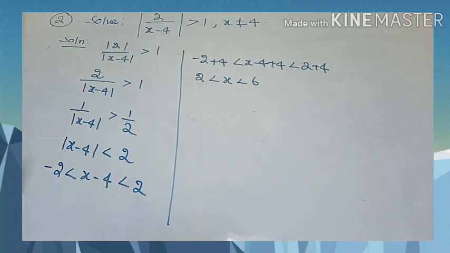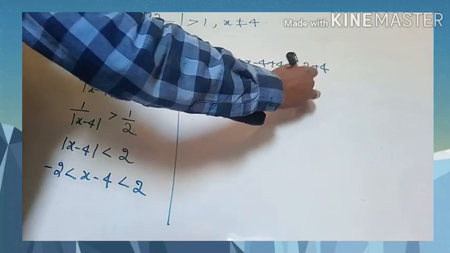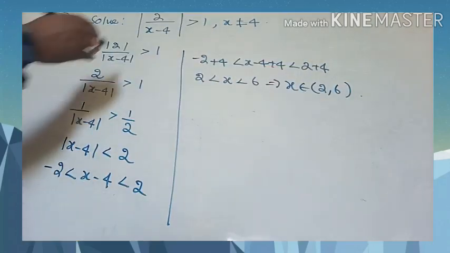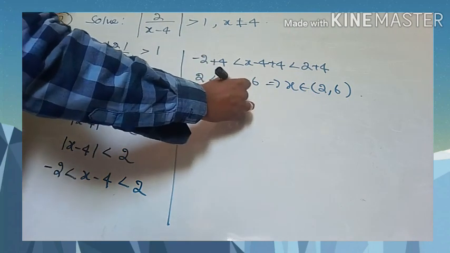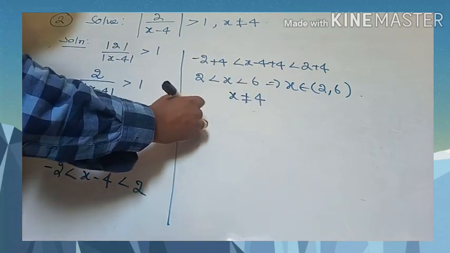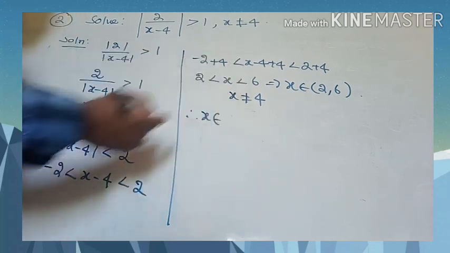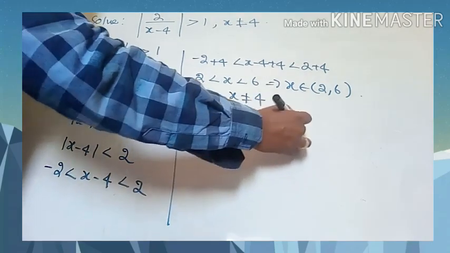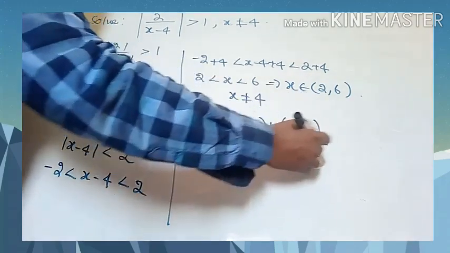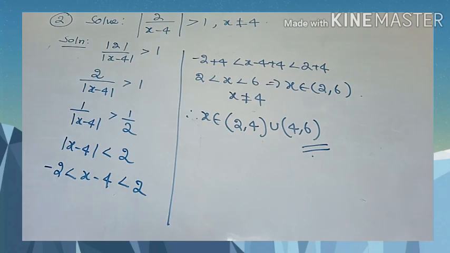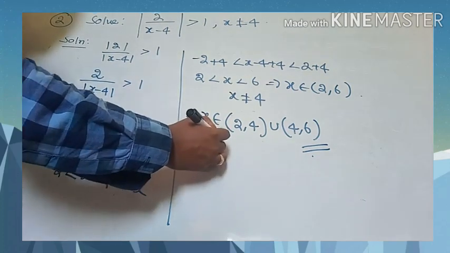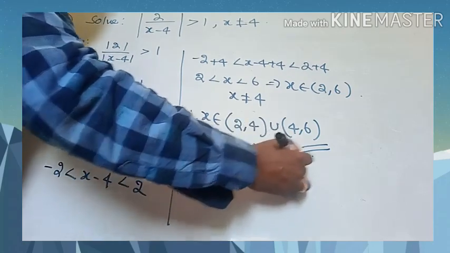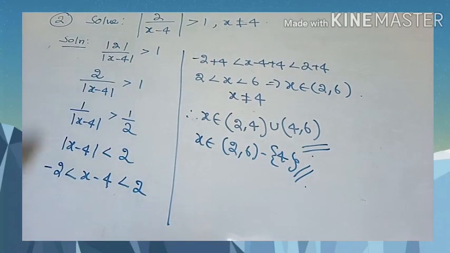You see, my dear students, that implies x belongs to (2, 6). And we know that x is not equal to 4 here. Therefore, excluding 4, the x values are (2, 4) union (4, 6). Because we excluded the value 4, we can also write this as (2, 6) minus {4}. This is the solution set we have got.